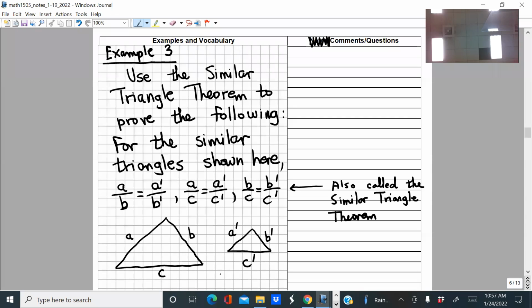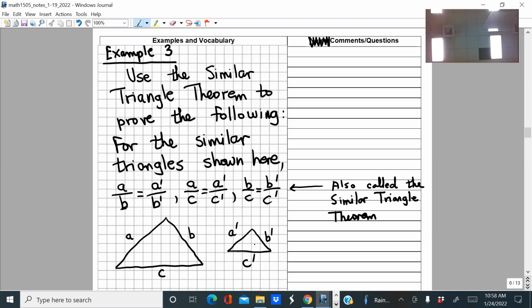The second version of the similar triangle theorem says this: if you take A and divide it by B, notice not A divided by A prime, but this side divided by this side, that's going to be the same fraction you get if you do the same division in the other triangle. So A prime divided by B prime gives the same fraction. The numbers are not the same, A is not A prime and B is not B prime, but when you form these fractions, you get the same fraction. So A over B is the same as A prime over B prime.